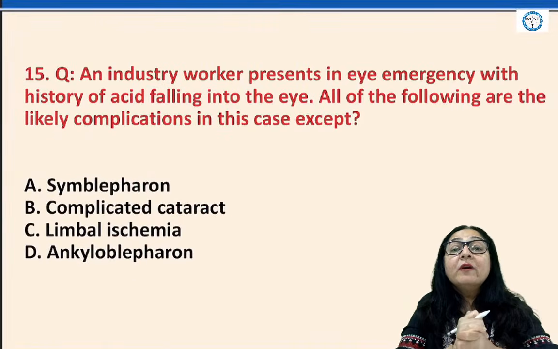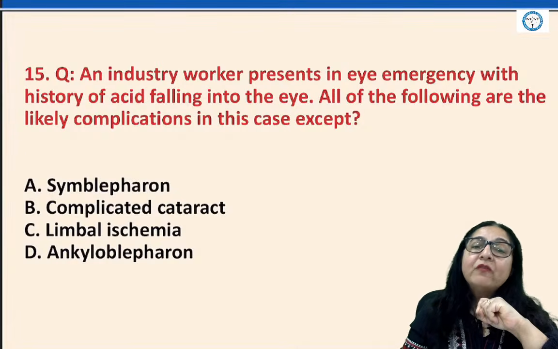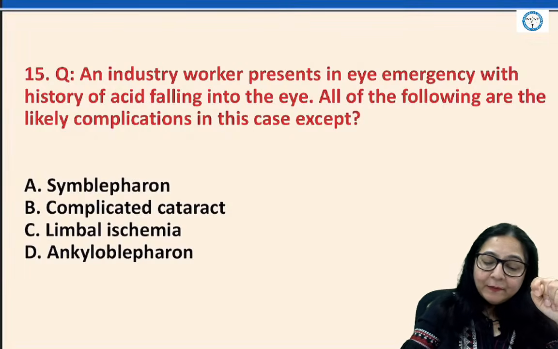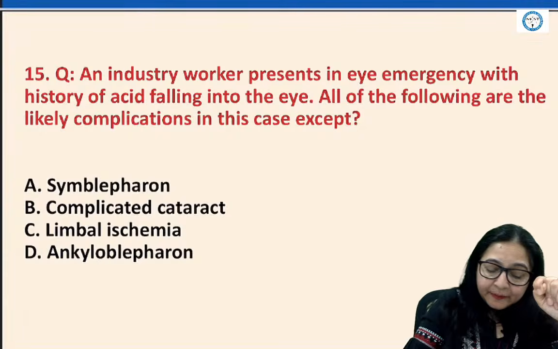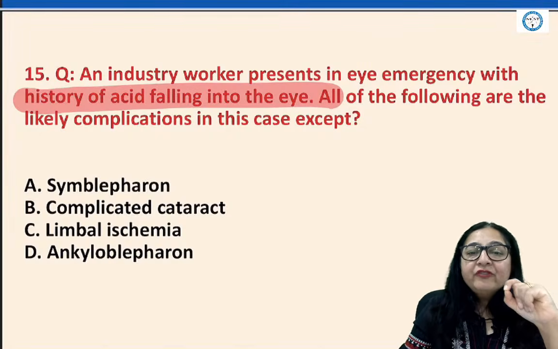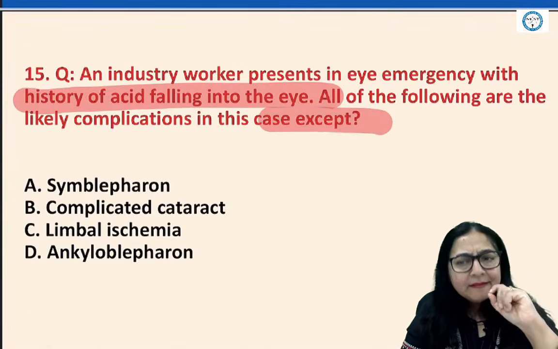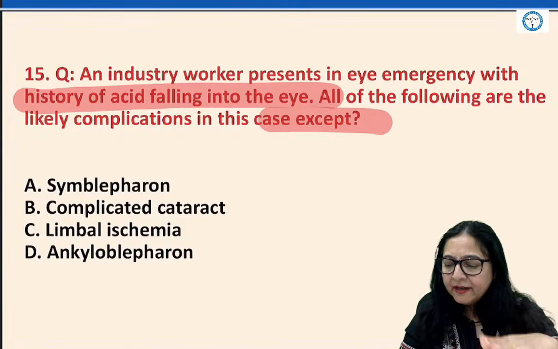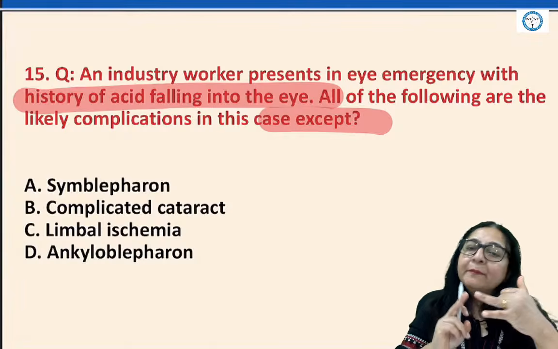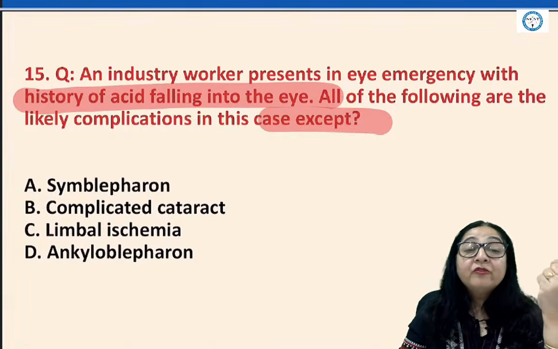An industry worker presents with an eye emergency with history of acid falling into the eye. All of the following are the likely complications in this case except. So in acid injury, which will not be a complication seen in these cases? Again, a simple question. I'm very sure you should be able to answer, because chemical injury complications and management is an important topic for your exam. So let's go to the choices.